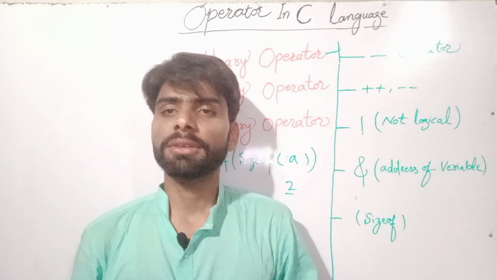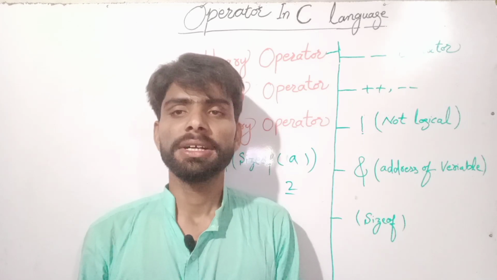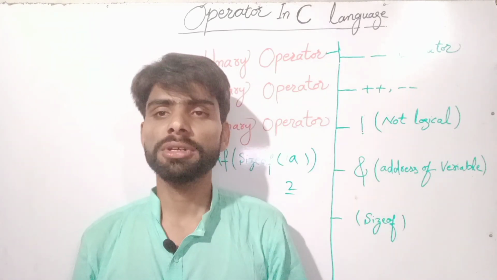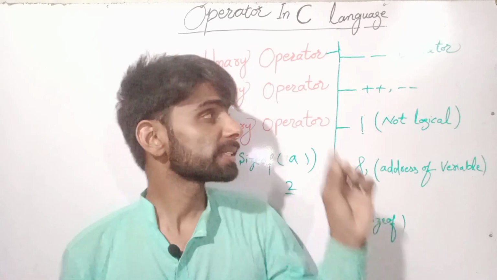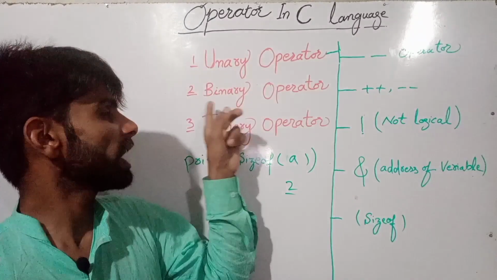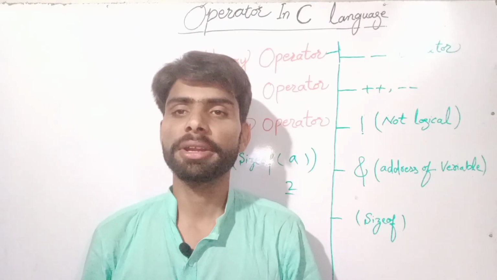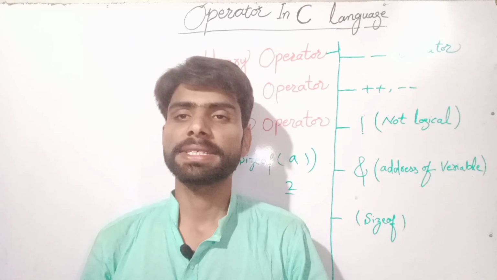In all those calculations we have used only one operand to do the calculation, and that's why they are called unary operators, right? In the next future videos I will describe all about the binary operators and ternary operators. So I hope you got all about the unary operators in the C language.